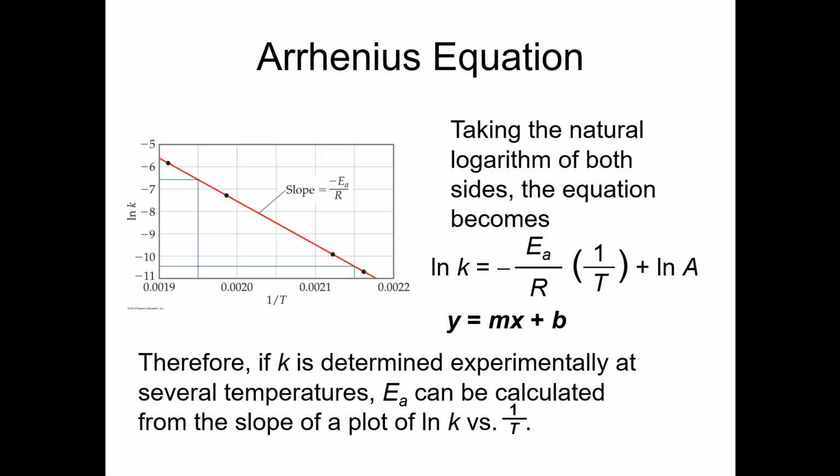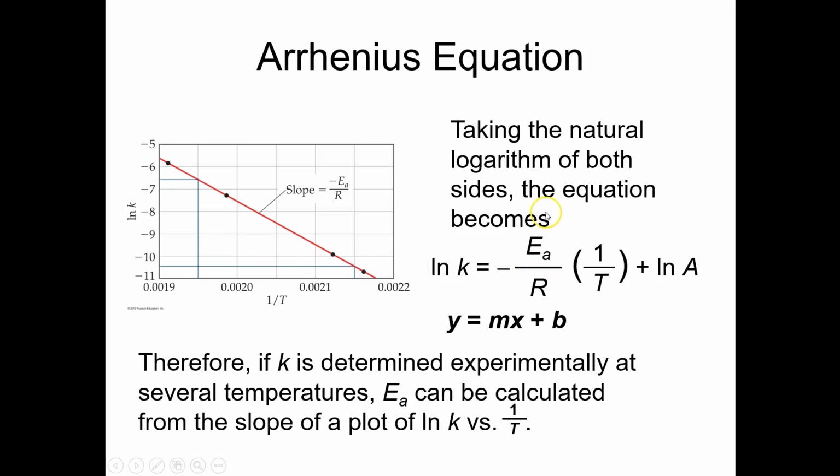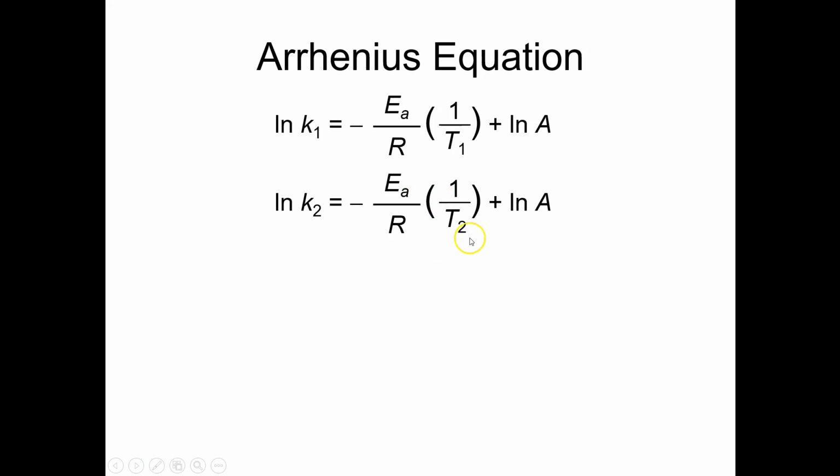Let me show you a much more valuable way of using this equation. And that's simply to say, let's take this thing that we just had here. Log of K is equal to negative EA over R times reciprocal temperature plus the log of A. And I'm going to say at temperature 1, I've got K1. Remember, K varies with temperature. So at a given temperature, we'll call that T1, and we'll call the corresponding K, K1. Now I've got a second temperature, I'll call that T2. That's going to lead to a different value for K. We'll call that K2.